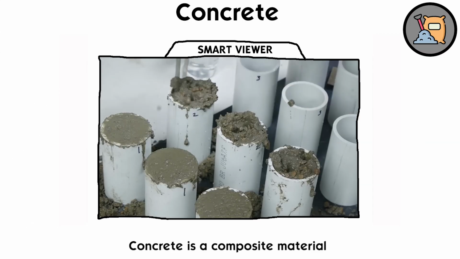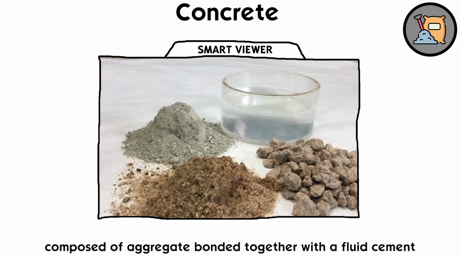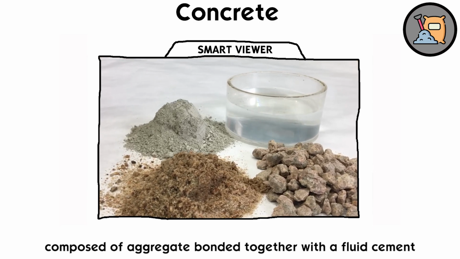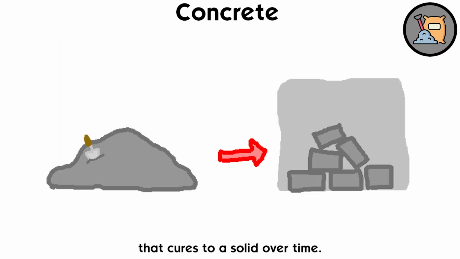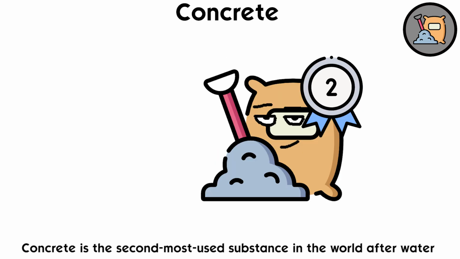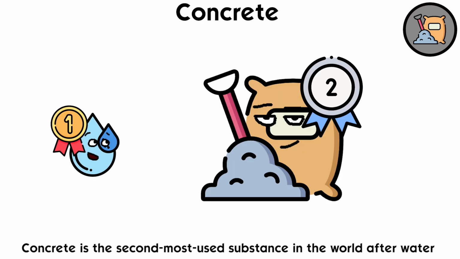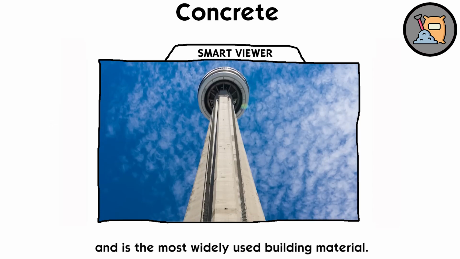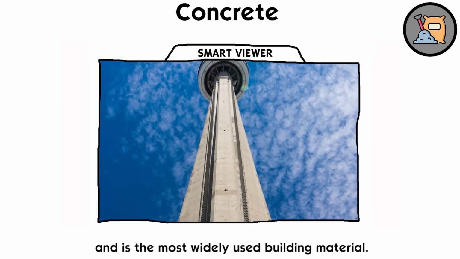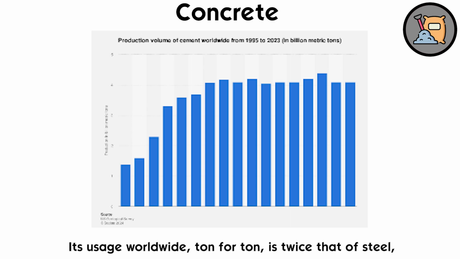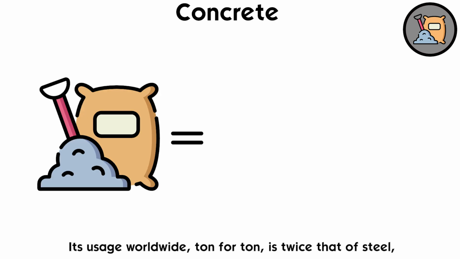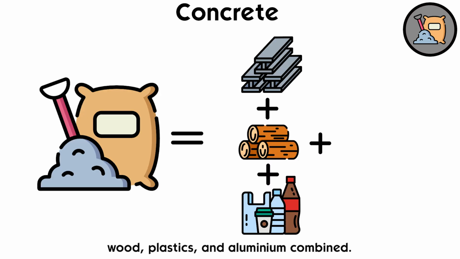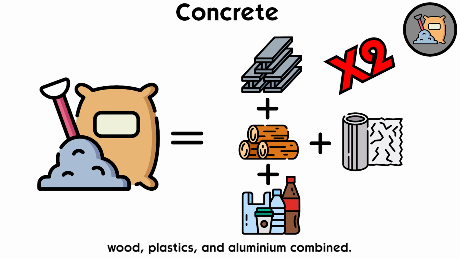Concrete. Concrete is a composite material composed of aggregate bonded together with a fluid cement that cures to a solid over time. Concrete is the second most used substance in the world after water and is the most widely used building material. Its usage worldwide, ton for ton, is twice that of steel, wood, plastics, and aluminium combined.